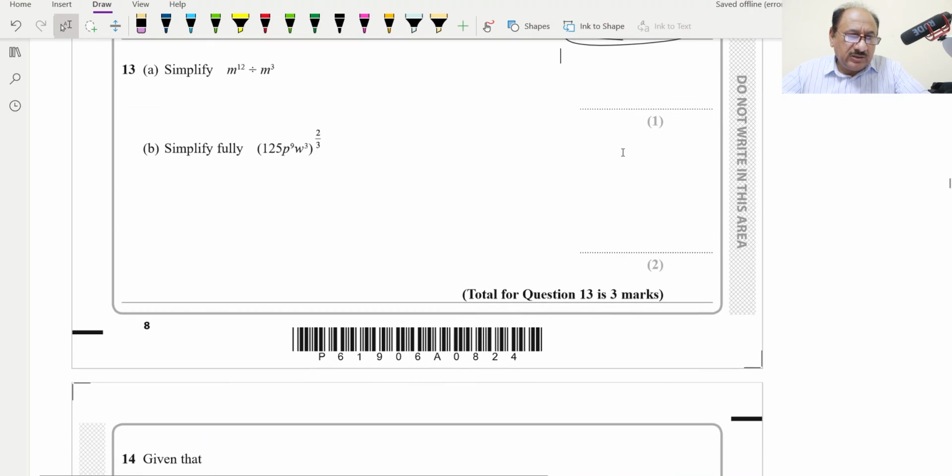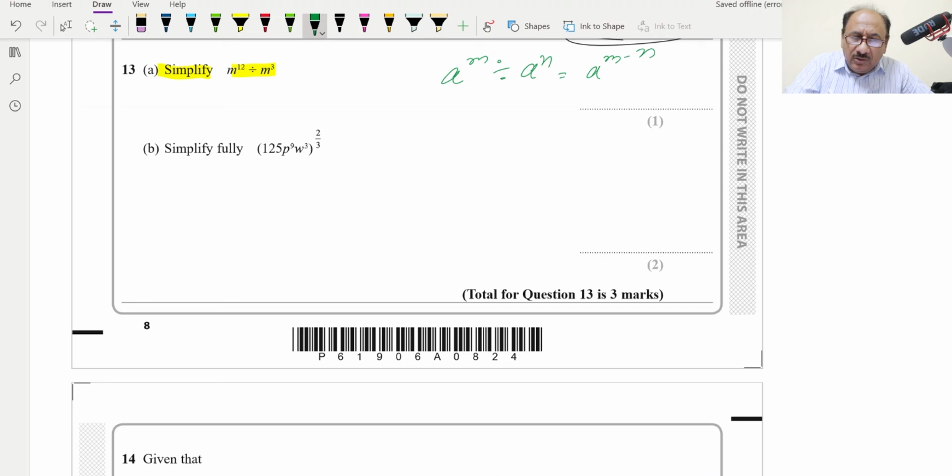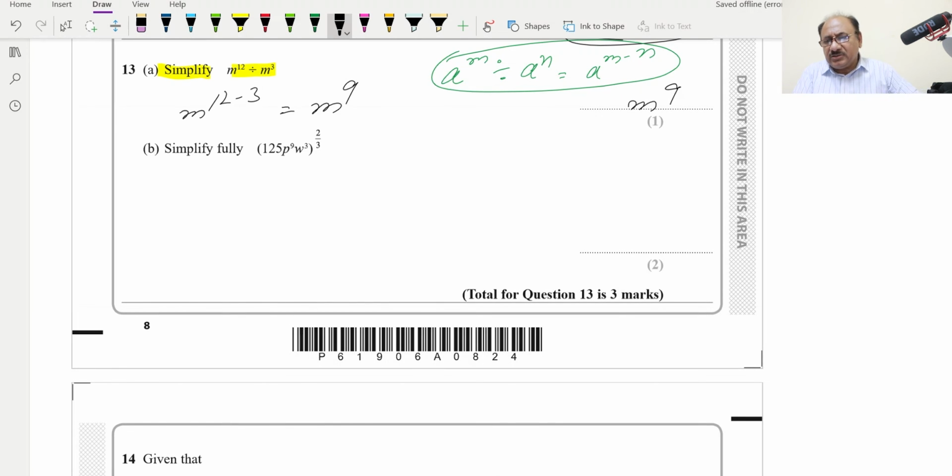Now question number 13. Question number 13 is indices question. Simplify this one, and you know the rule that a raised power m divided by a raised power n can be written as a raised power m minus n. So this rule we will be applying, and we will be getting m raised power 12 minus 3, which is equal to m raised to the power 9. So m raised to the power 9 will be final answer. 1 mark question, you can directly write the answer as well, but I have just written the formula and I've explained for you.